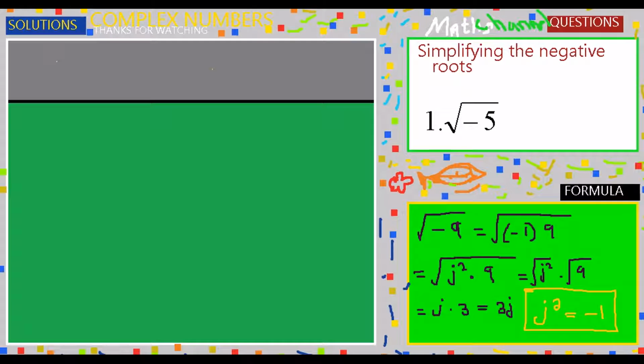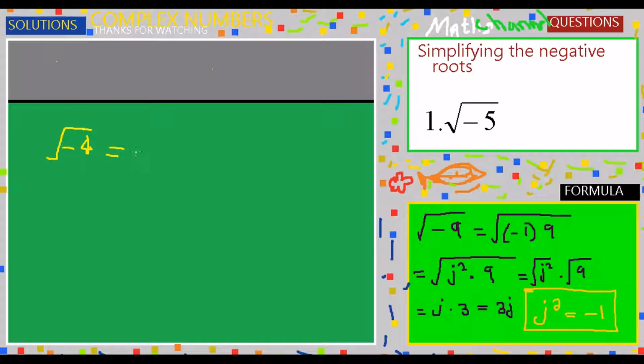Let's look at simplifying the negative root. Any number with a negative root, we call it an imaginary number because it does not normally exist. So let's get started and see how we simplify. If you find something like this as your negative root, how do you simplify it?